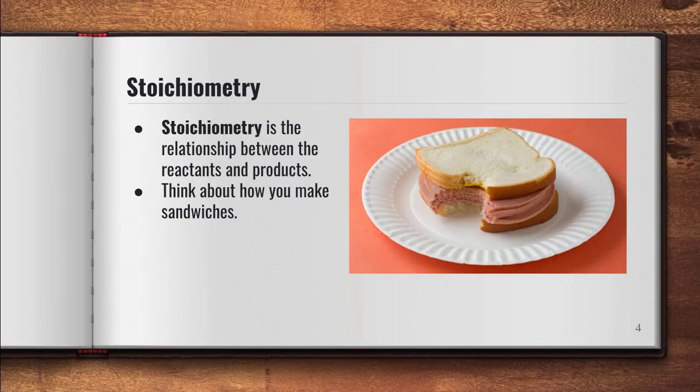So stoichiometry is basically the relationship between the reactants and products. More particularly, if I start with a certain amount of materials at the beginning of my reaction, how much product can I produce from that reaction?